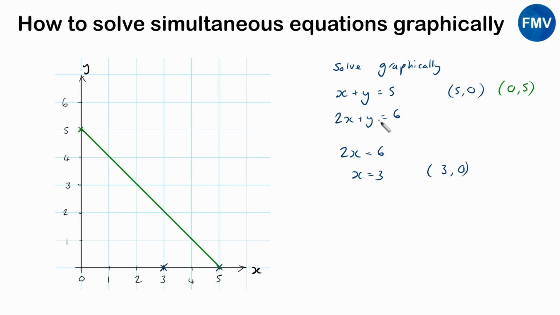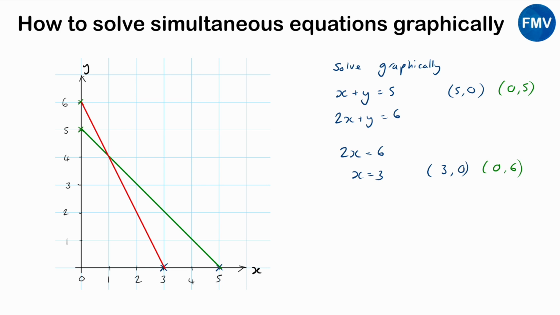Our second coordinate is where we're now making x equals 0. So 2 times 0 is 0, so we're covering that up. Now y is worth 6. So that coordinate is (0, 6). There we go. And the solutions are where those lines cross. So the solution to these equations is here.